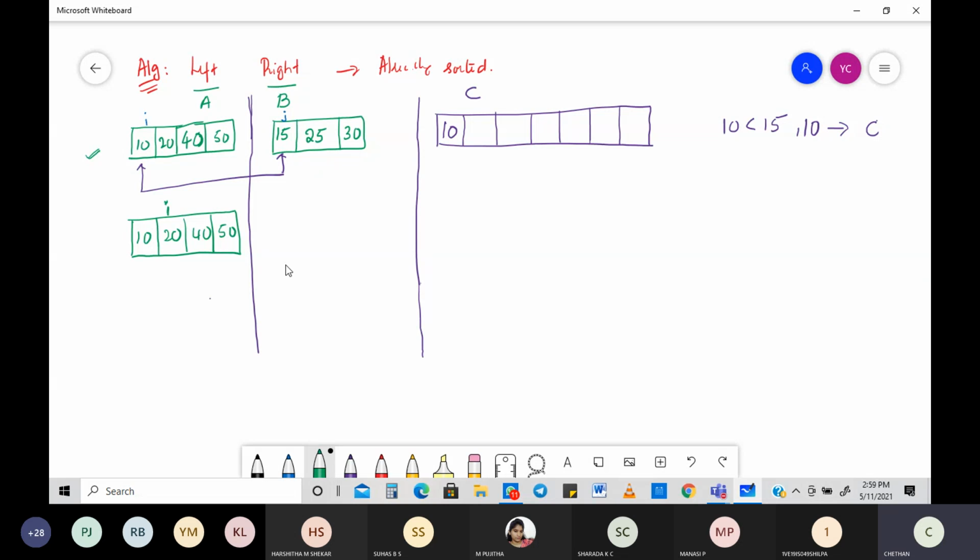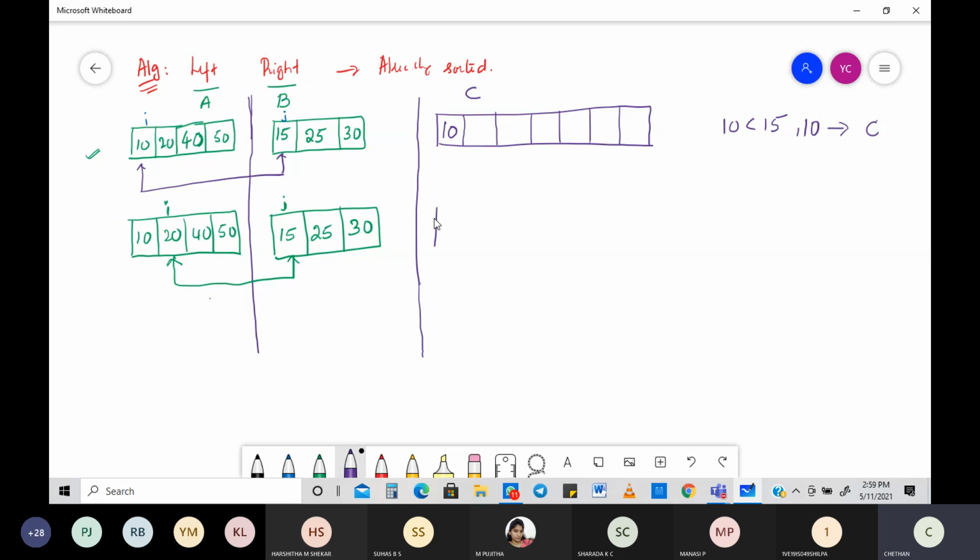Now what was the one more thing you're going to copy? Do you have to compare again with 50, or with 25? 15 only. 15 didn't go anywhere, it is staying there only. 15 is a good person. Only 10 went out. So you need to compare with 15 only. This will be J. So you're going to compare this with this.